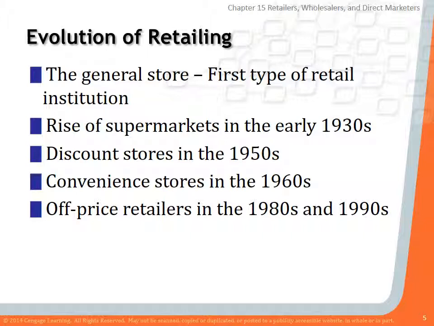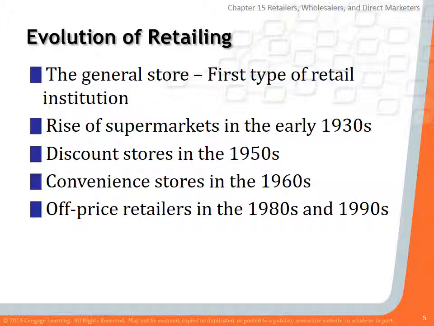In the beginning, you had what was called the general store. A general store had a wide range of product. It actually many times operated in isolated communities. Then you had the rise of supermarkets in the early 1930s, and this was in response to consumers' demand for lower prices. Then you had the discount stores that evolved in the 1950s and 1960s, and these stores offered lower prices but at the same time had less services to offer.